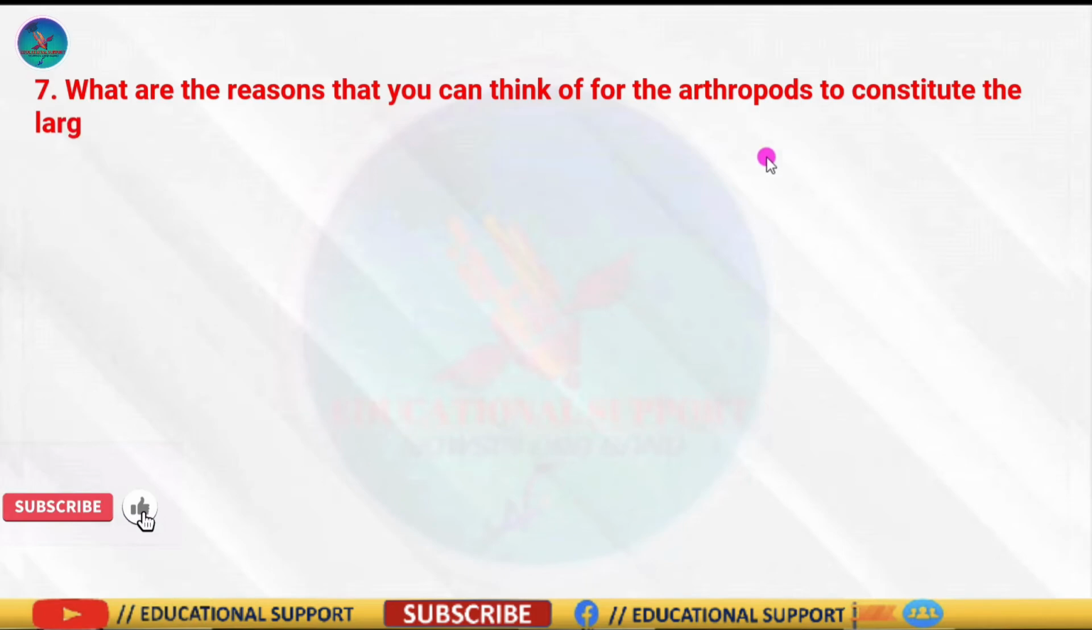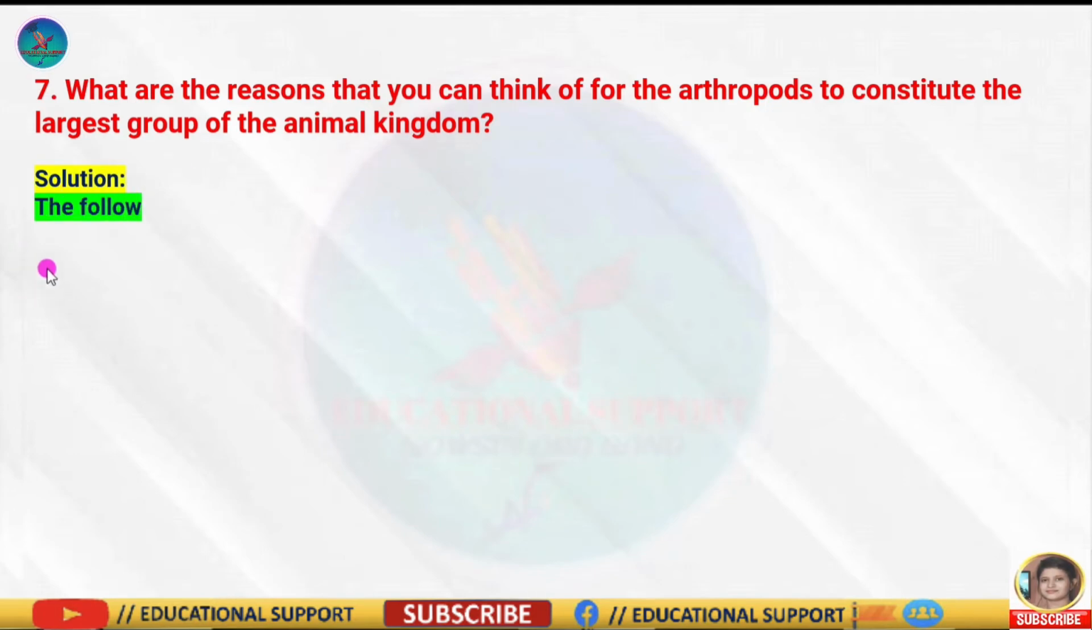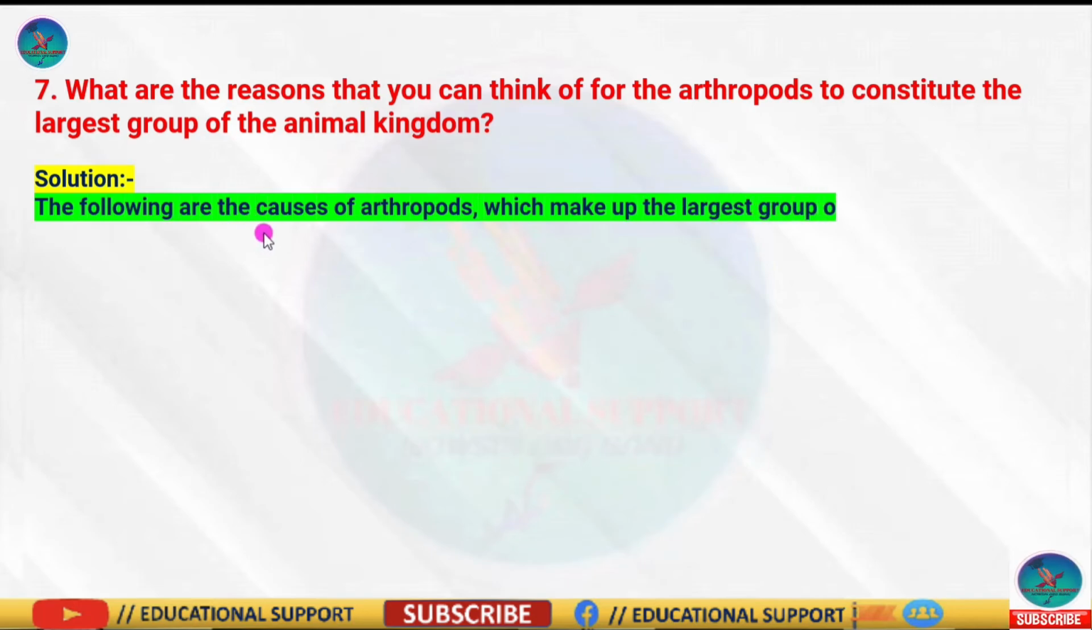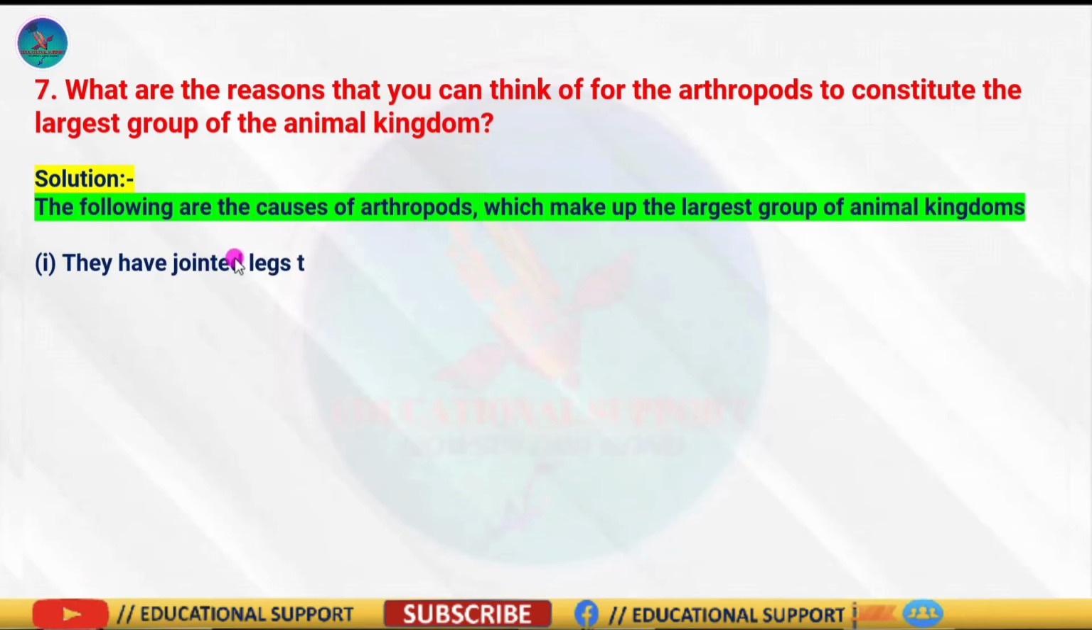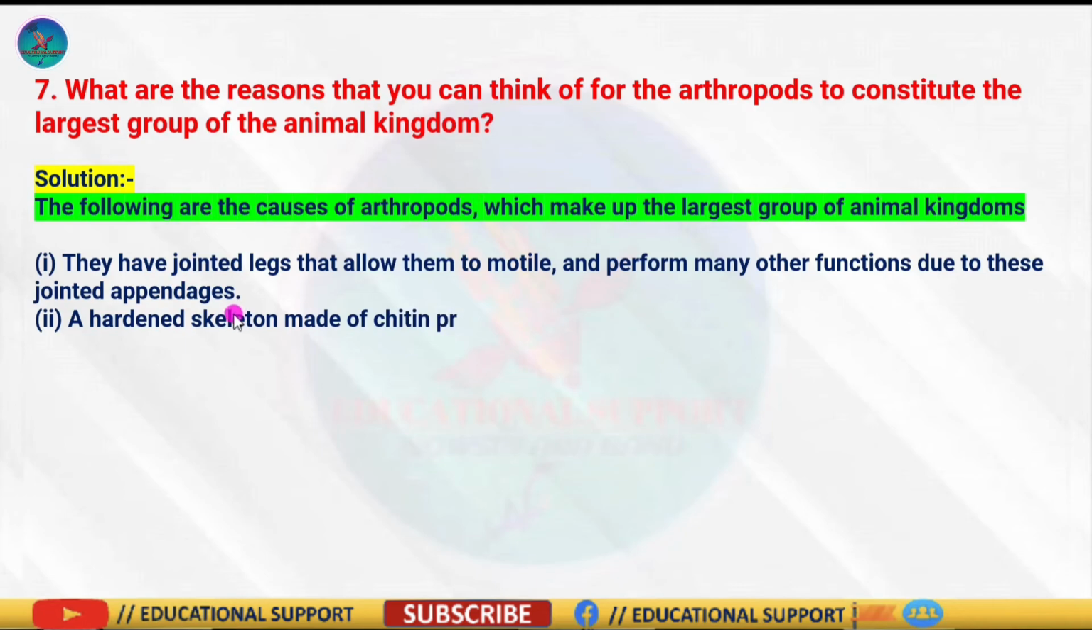Question number 7 is, what are the reasons that you can think of for the arthropods to constitute the largest group of the animal kingdom? So the phylum Arthropoda consists of more than 75% of the animal species found on the earth. The reasons for the success of arthropods are as follows: jointed legs that allow more mobility on land, a hard exoskeleton made of chitin that protects the body.